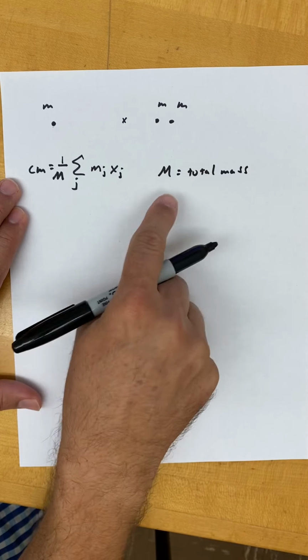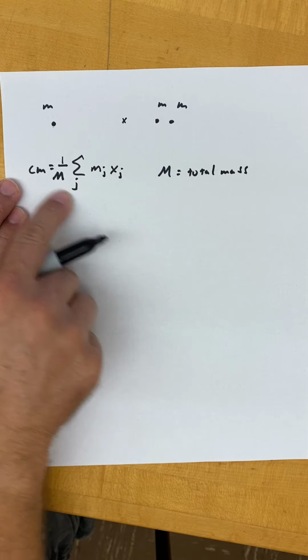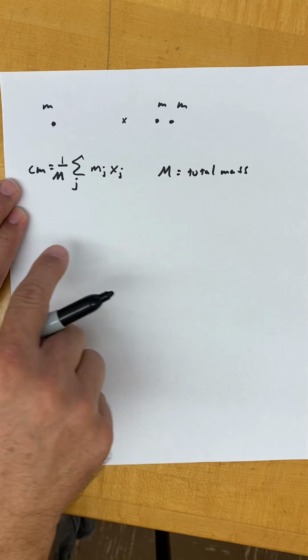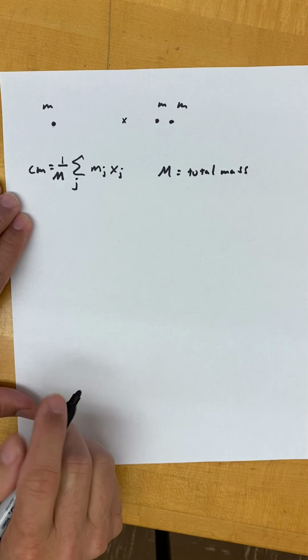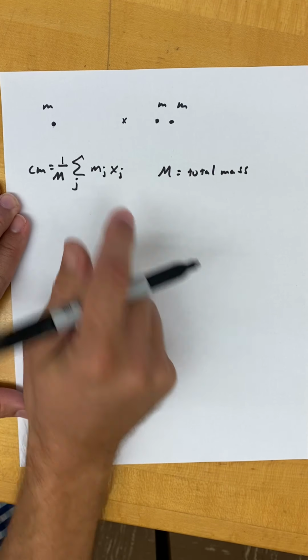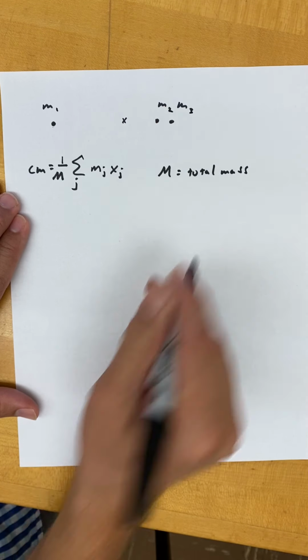If I have 2 objects, I add them up and get this. If I have 3 objects, I add them up and get the total mass. If I have 37 objects, add them up and get this. So that's pretty easy to see. What about the indices? Well, that just amounts to numbering your masses. Mass 1, mass 2, mass 3.